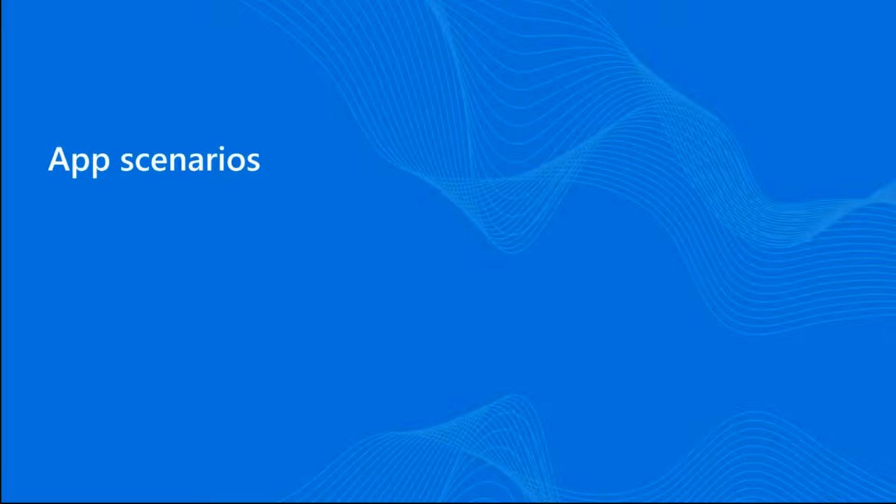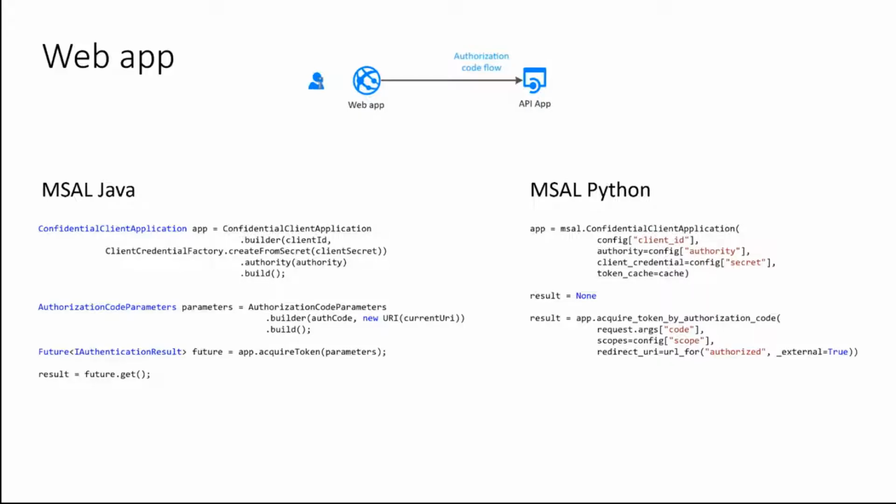Moving on, we'll go a little deeper into the application scenarios that I mentioned, starting with the web app scenario. Web apps are considered confidential clients in MSAL. This is because they can run on a server and store app secrets securely. Consider a web app, for example, as an employee dashboard, where you're signing in employees of the organization, and you want to access some data from APIs for this employee.